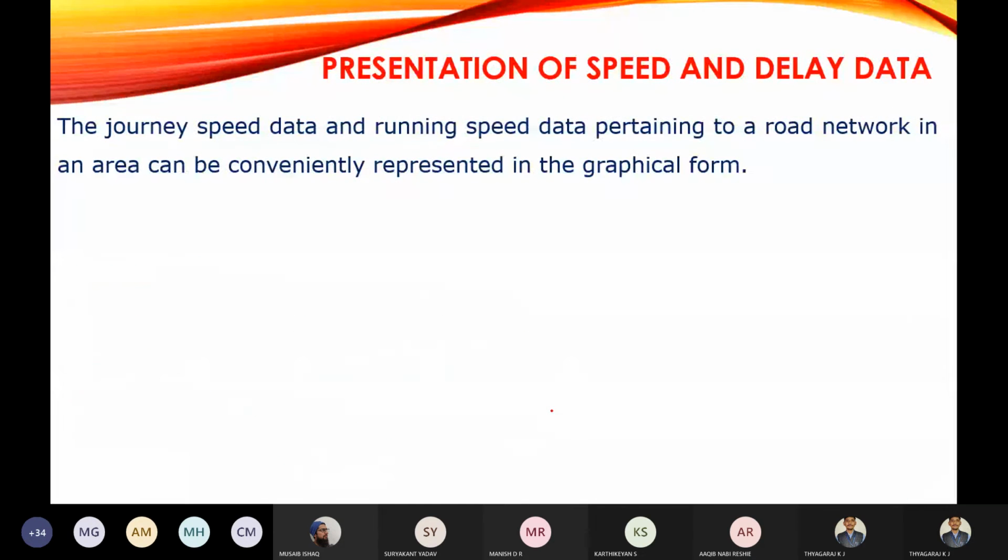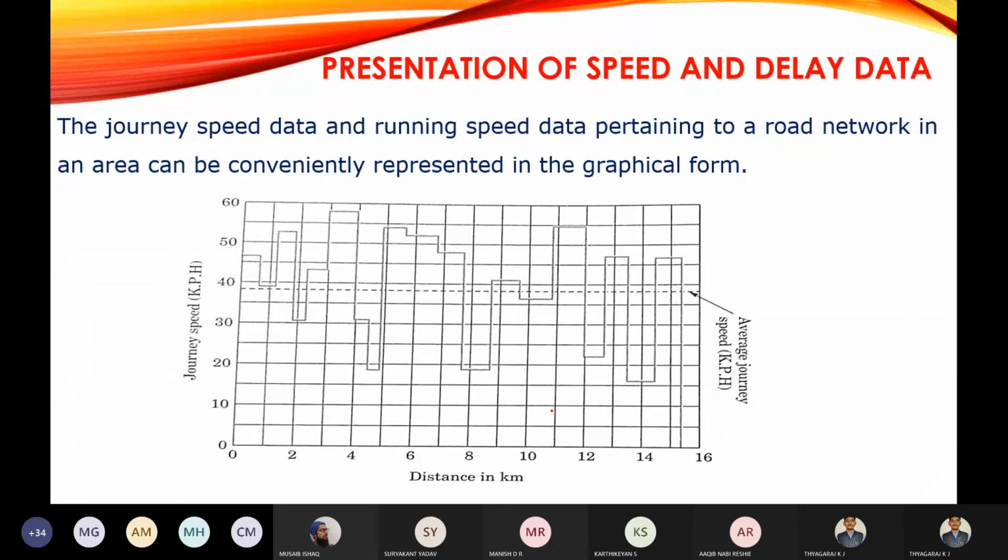Then, presentation of speed and delay data. You can see here the variation chart, the variation of the speed with respect to distance. You can observe there is an upside and downside. What it indicates is that as you move on the road, up to a certain distance the speed of the vehicle will be constant. Then the speed suddenly falls. What it indicates is that there is congestion, that is, there is a delay.